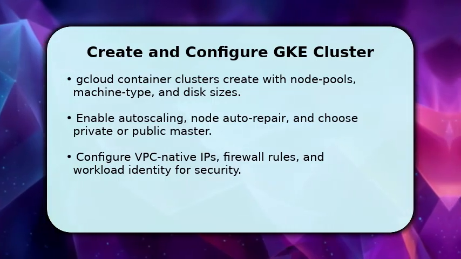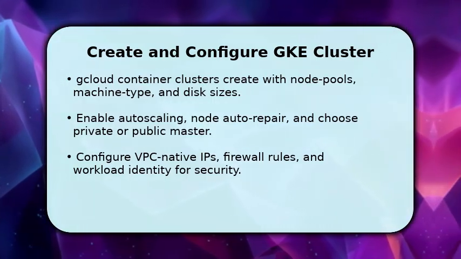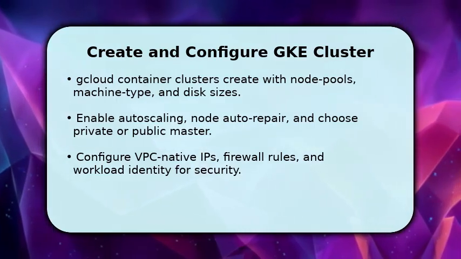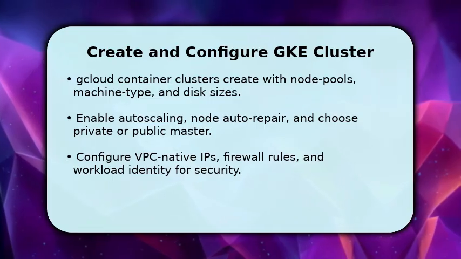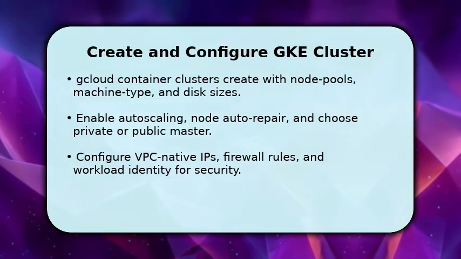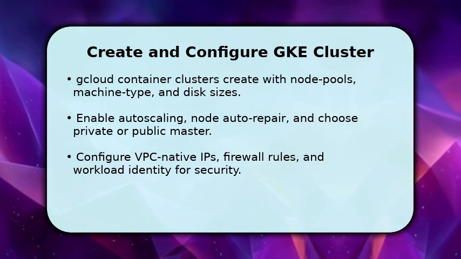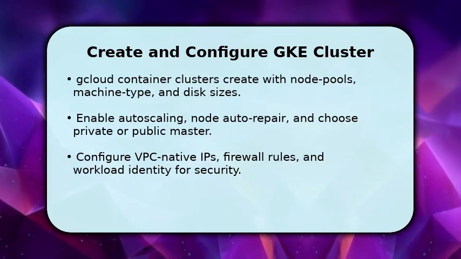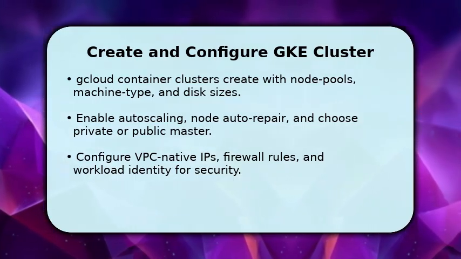If you need extra security, choose a private cluster and enable master authorized networks. Otherwise, use a public control plane but limit access. Configure VPC native IP allocation, alias IPs, add necessary firewall rules, and enable workload identity so pods can access GCP APIs securely without long-lived keys.